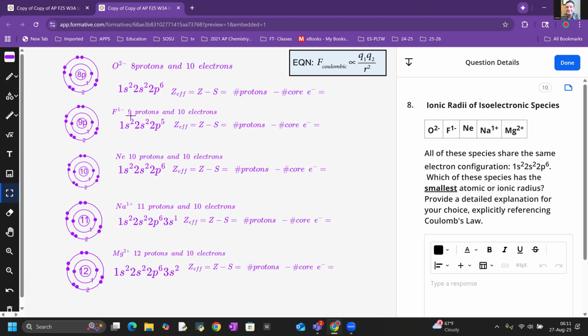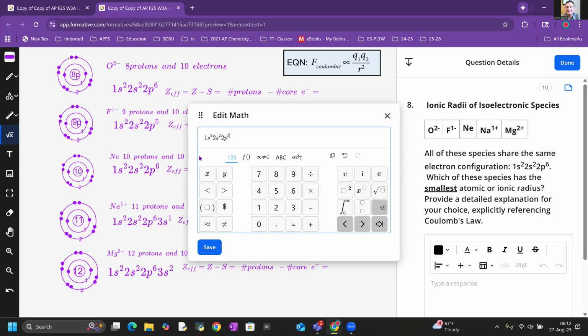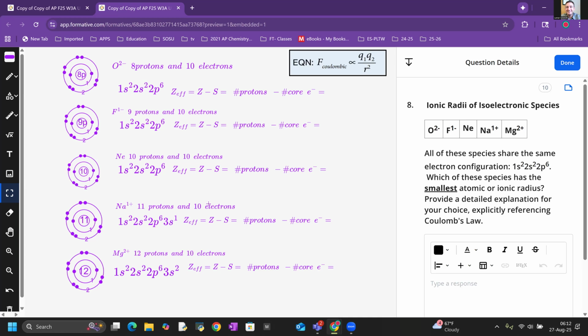Very similar for F1 minus. Here again, this is drawn with 10 electrons, but our electron configuration is consistent with that of fluorine, the atom. And fluorine has 9 protons, and a neutral atom of fluorine has also 9 electrons. And so we see this is 2 plus 2, which is 4 plus 5, which is 9. But if it's fluoride 1 minus, the reason why it became 1 minus is because it gained an electron. And so instead of being 2p5, it's going to be 2p6.